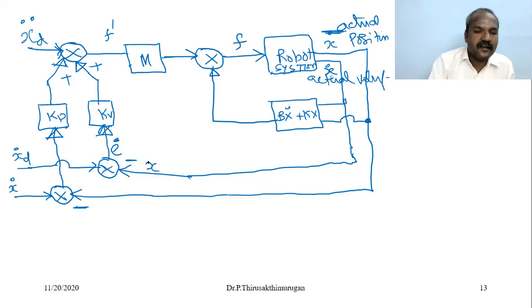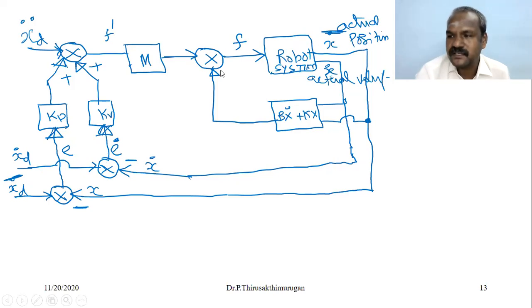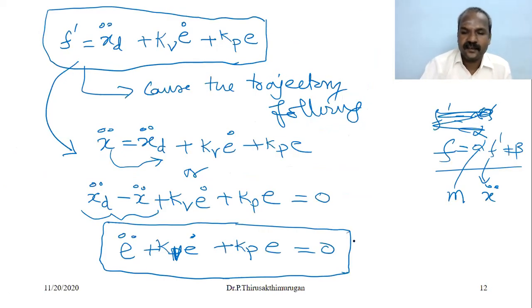So what is e dot? This is actual velocity, this is actual position. So xd dot minus x dot is e dot. Similarly, xd minus x equal to e, error. Sorry, desired position minus actual position is e. So e into kp, e dot into kv. So x double dot equal to f dash minus this. So this control system is implemented with this relation.